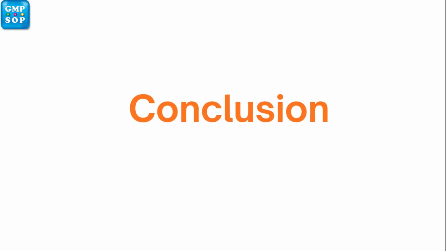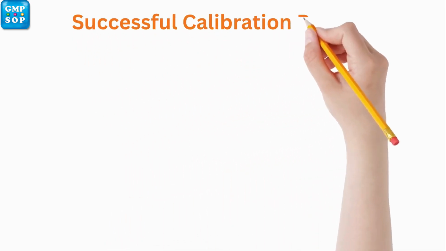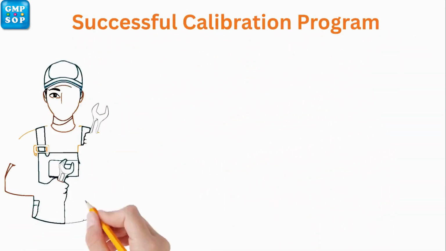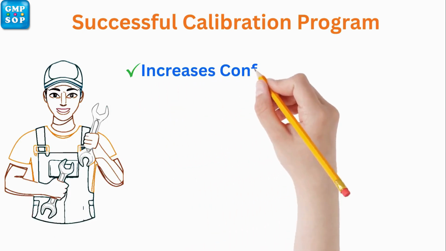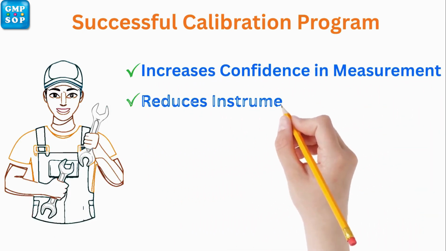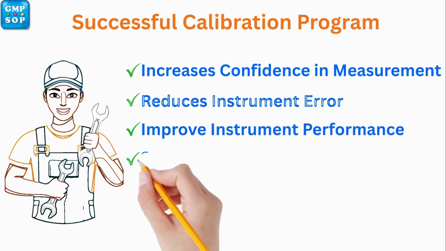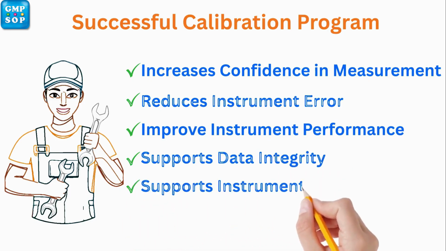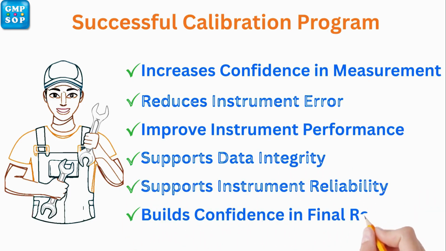Conclusion. A successful calibration program can increase confidence in measurements. It reduces instrument errors and improves performance. It supports data integrity and instrument reliability. Builds confidence in the measurement and results.